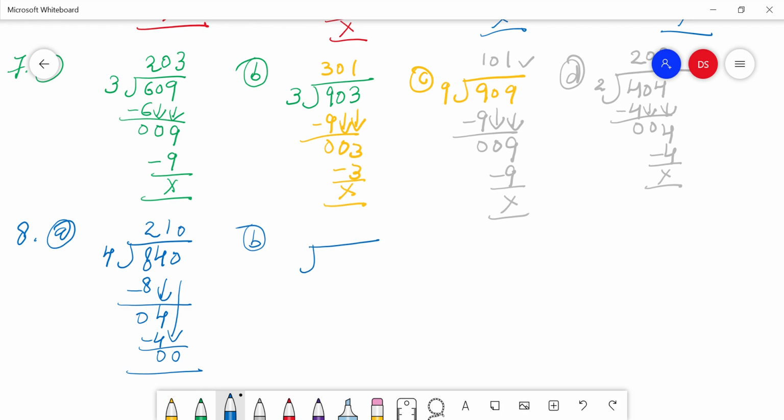B part. 660 divided by 6. 6 ones are 6. This is 0. 6 ones are 6. Again this is 0. Last digit is 0. Write it on the quotient place.